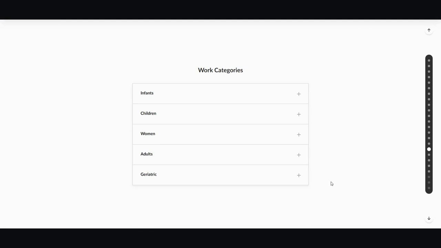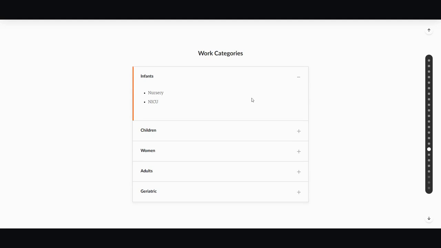The work categories are important because each one of us will find comfort in working with a certain age category. Maybe you like to work with babies and infants. Maybe, if you are a female nurse, you want to work exclusively with women patients. Maybe you like elderly patients and you want to work in units that serve elderly patients. That's why the work category is important.